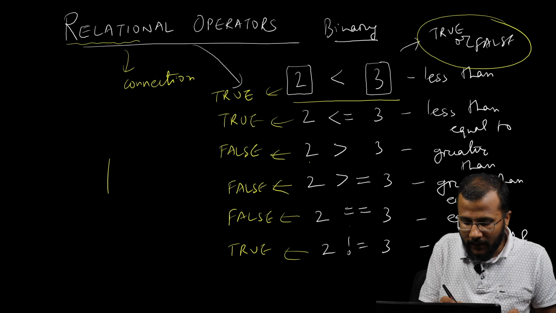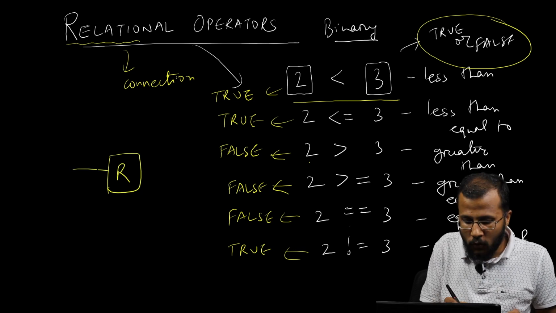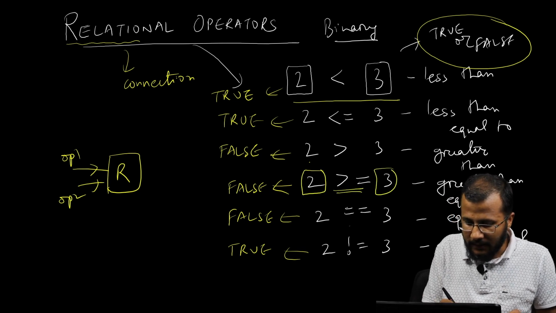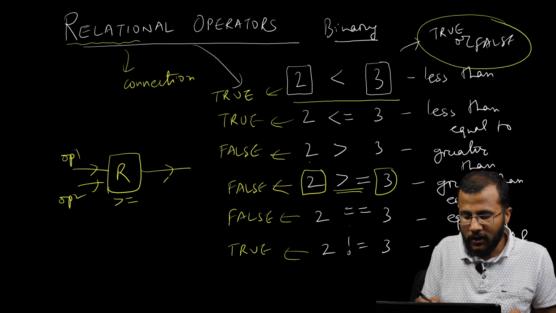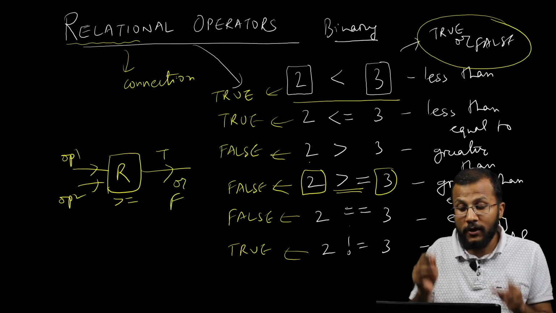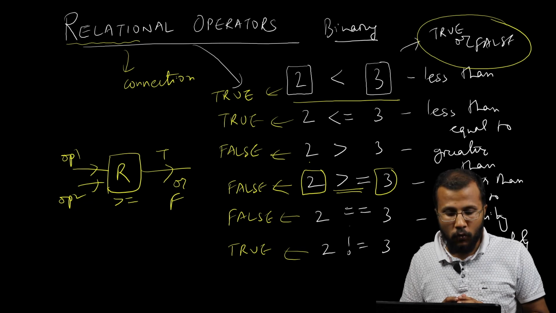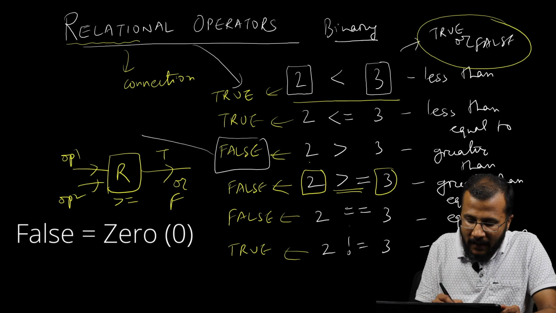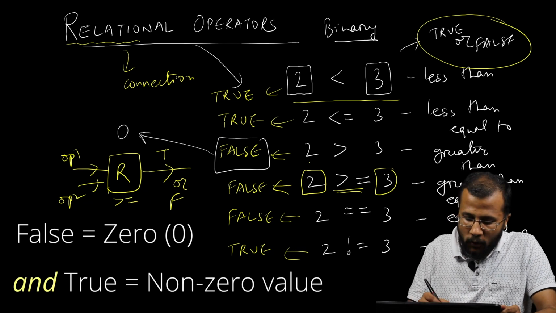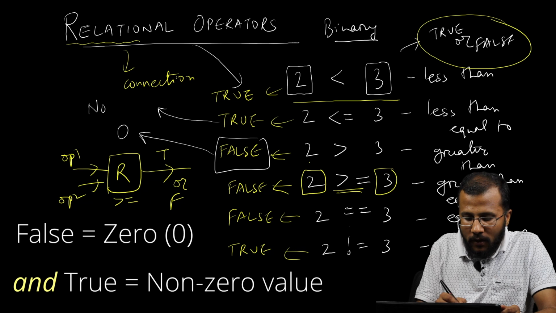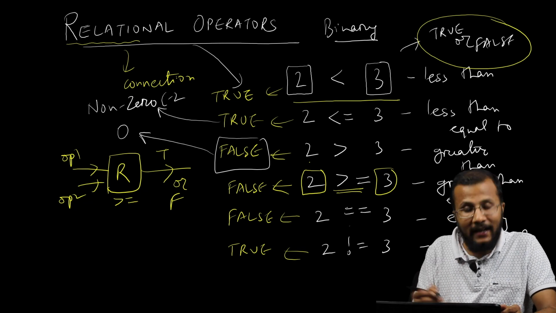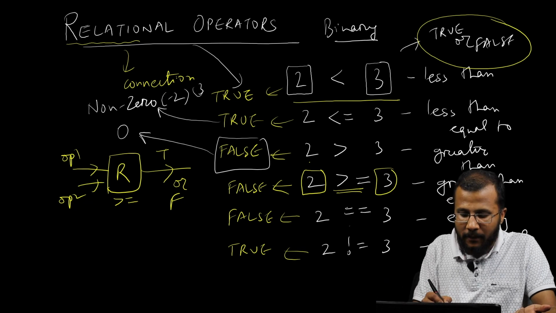Remember, let's say this is a relational operator R. It will take two operands, let's say operand 1 and operand 2. Here, this is operand 1 and this is operand 2. The relational operator here is greater than equals to. The output will always be in terms of true or false. So always remember, the output of a relational operator is true or false. Now in C programming, false is always represented by the integer number 0 and true is represented by any other non-zero value. Any non-zero value will represent true. So let's say -2 can represent true. Similarly, 3 can represent true.